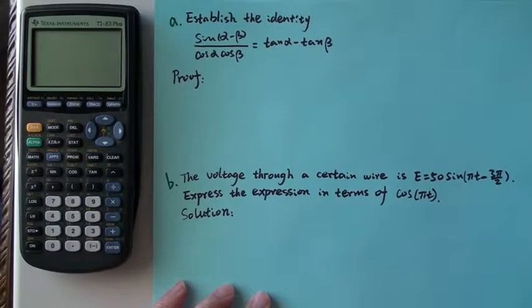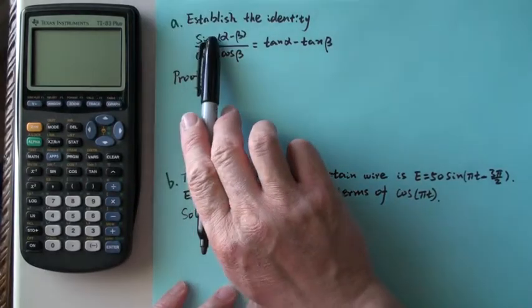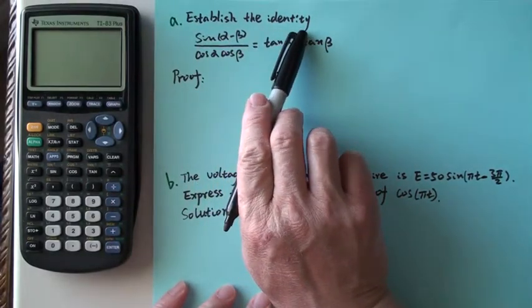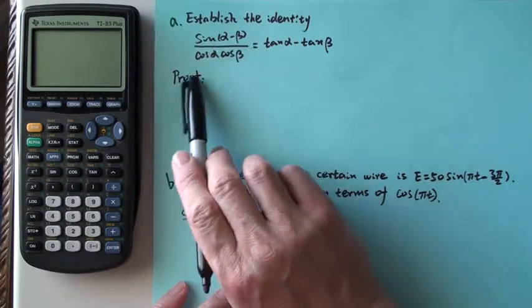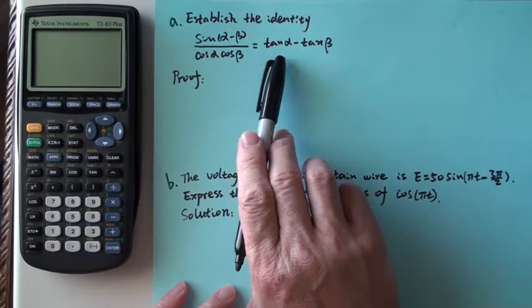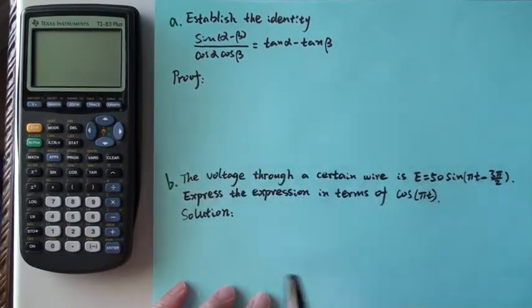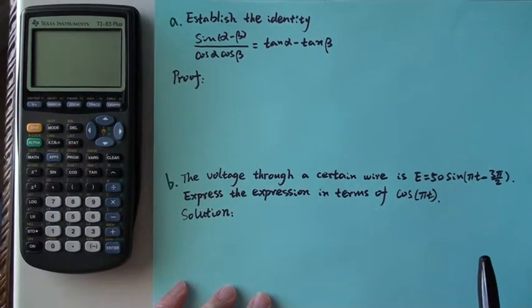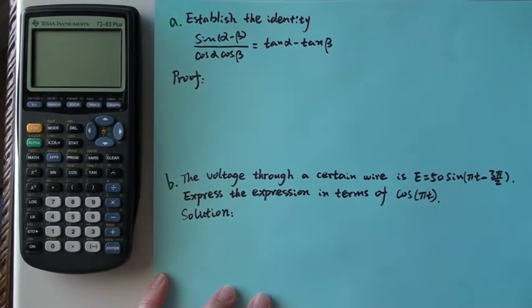In this lecture, we'll do two examples. The first one is to establish the identity (sine alpha minus beta) over (cosine alpha cosine beta) is actually tangent alpha minus tangent beta. The second one is about the application in electricity. So let's work on the first one.